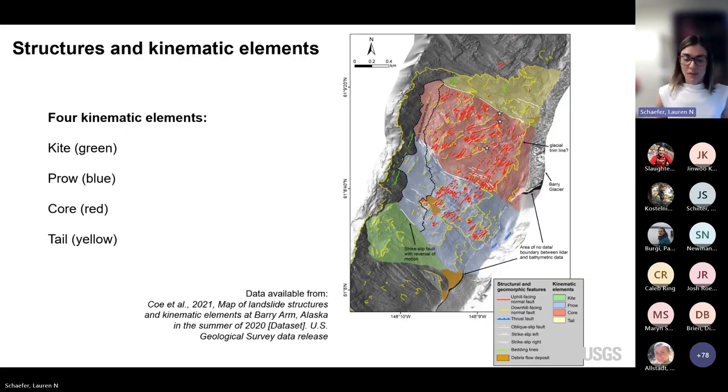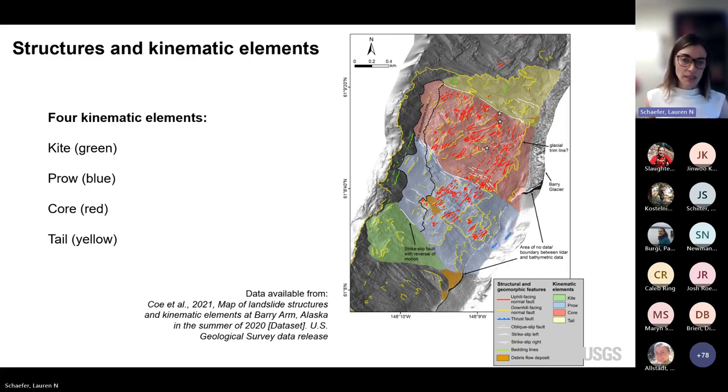So structure and kinematic elements, this is our map. It's very detailed. There's no way I could possibly describe everything, but I will point out a few things that we will talk about throughout this presentation. There are four kinematic elements that were identified, and these are separated by strike slip faults and other observations in cumulative movement. So in other words, these represent areas that are moving differently across the slide.